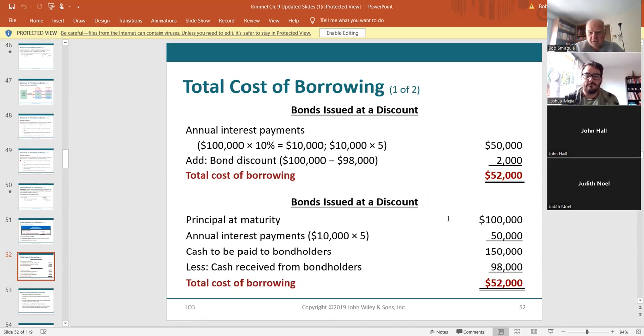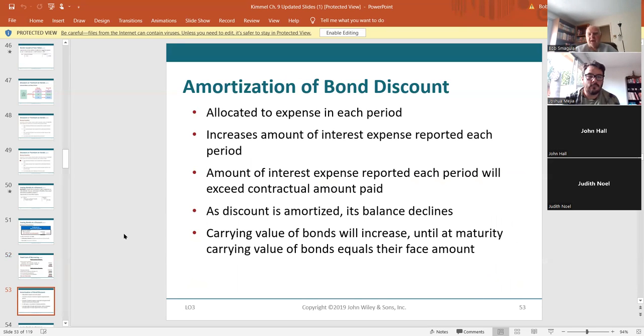Yeah, the principal is 100,000, and then the annual interest payments are 150. So 150,000 is the actual cash, less the 98 they received, gives you the total cost of borrowing. I've never seen it presented like that. Now, let's get into a good word, amortization.